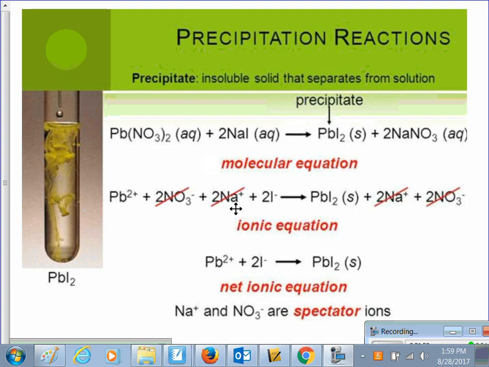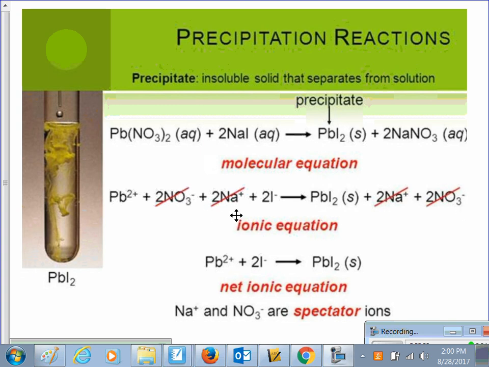And you'll notice a couple of things. One, the product here, this lead 2 iodide, it's a solid. And it does not get separated into ions because it's forming this insoluble solid product over here. Second thing I want you to notice is that your sodium and your nitrate ions are canceled out on each side of the equation. So those are spectator ions.